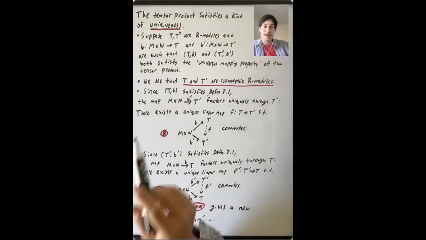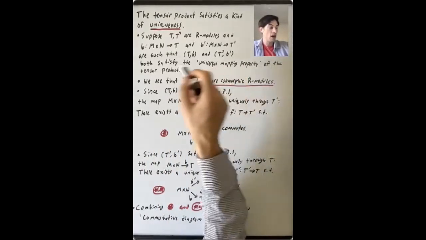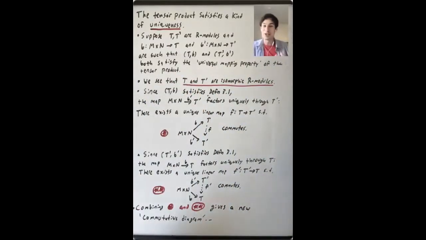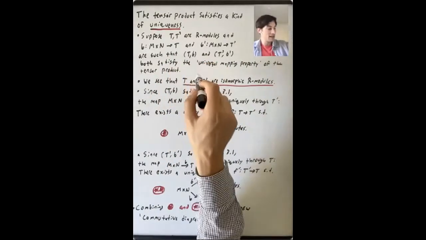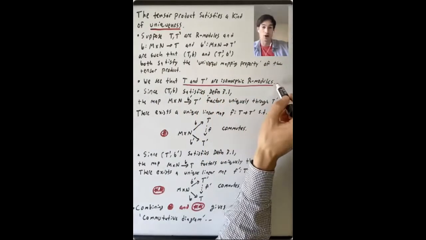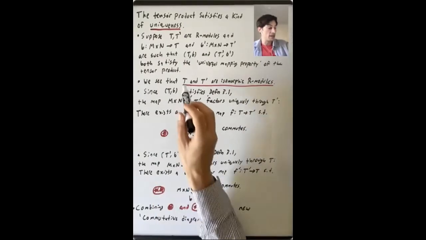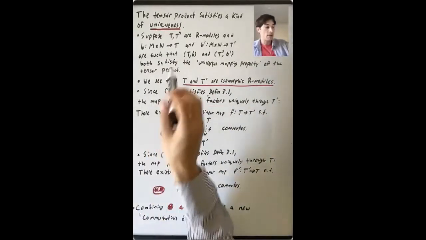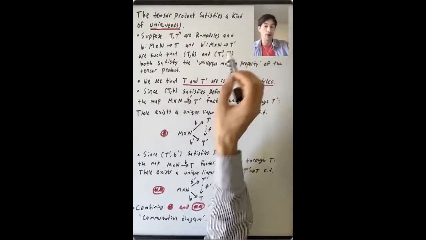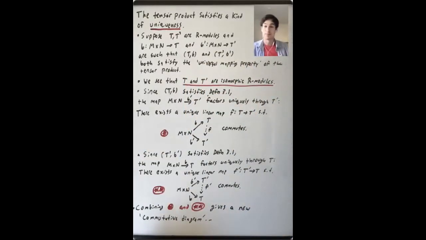They satisfy this universal mapping property of the tensor product, saying that for each bilinear map from M cross N to P, there exists a unique linear map making the diagram commute that we wrote down before. So what are we going to see? We're going to see that in this case, T and T prime are isomorphic R modules. In fact, we're going to see more. We're going to see not only that T and T prime are isomorphic R modules, but that these special bilinear maps, B and B prime, are related to each other as well.